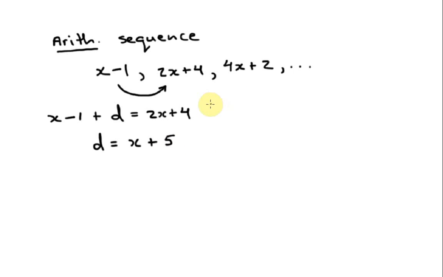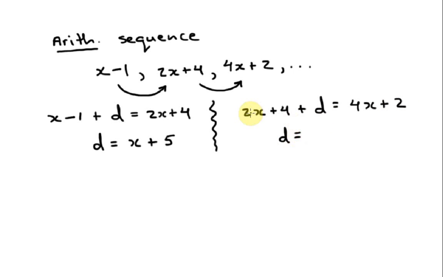Okay, now let's look at, we got more information. How do we go from the second term to the third term? Well, it's the same thing. I'm going to go 2x plus 4, and I'm going to add d to that. And that's going to give me the term right after it. And yet again, I can isolate d. So d is equal, we're going to take 2x away from both sides, and we're going to subtract 4. So minus 2.